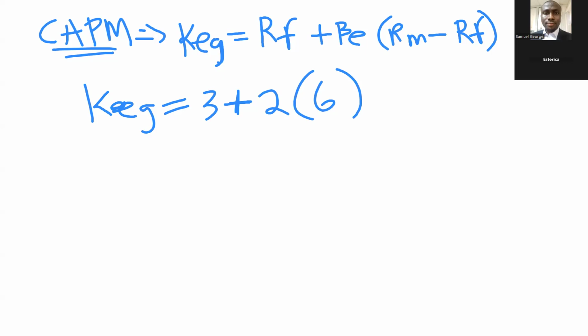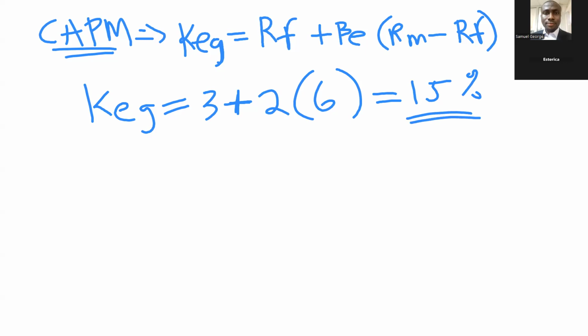So what's going to be our cost of equity, the cost of equity of a geared company? We have 2 times 6, that's 12, plus 3, that's 15%. That is our KE.